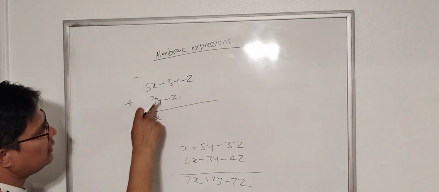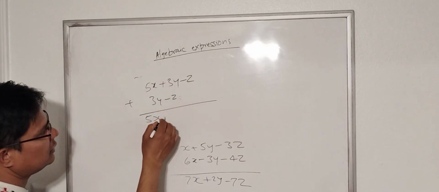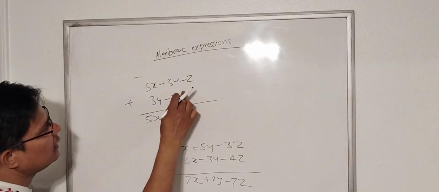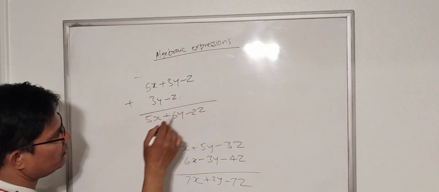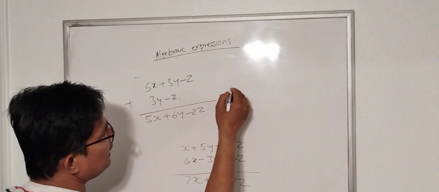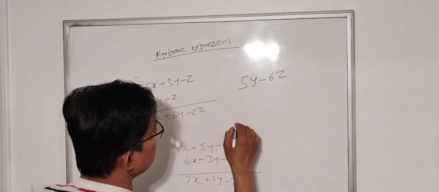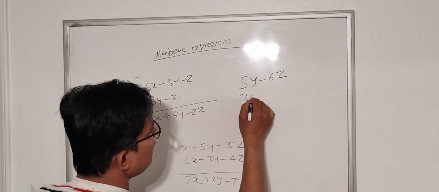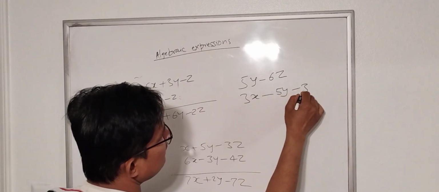Now 3y, 3y. Okay, y and y will be summed. So 3y plus 3y is 6y, minus 1 here. So minus 2z. It can also be like this, 5y minus 6z and 3x minus 5y minus 3z.